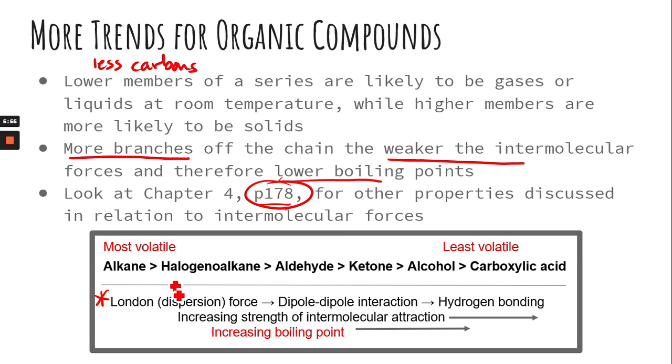London dispersion is the more volatile, where hydrogen bonding, they're highly attracted to each other, would be least volatile. You're increasing the strength of the intermolecular attraction. You're also increasing the boiling point.